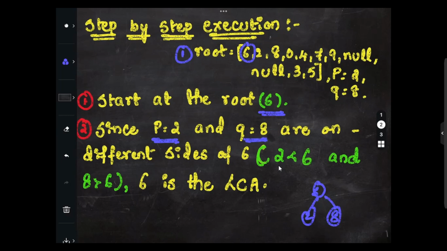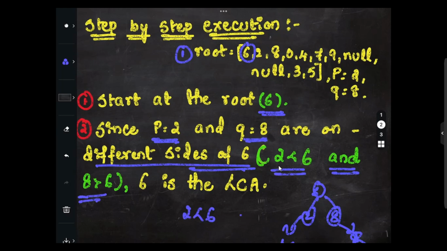Since P is 2 and Q is 8, both are on different sides. This is the left subtree and this is the right subtree, right? So since P is 2 and Q equals 8 are on both sides of 6 in this case, 2 is less than 6 and 8 is greater than 6. So 2 is quite obviously less than 6 and 8 is greater than 6. This ensures that this is the BST, right?